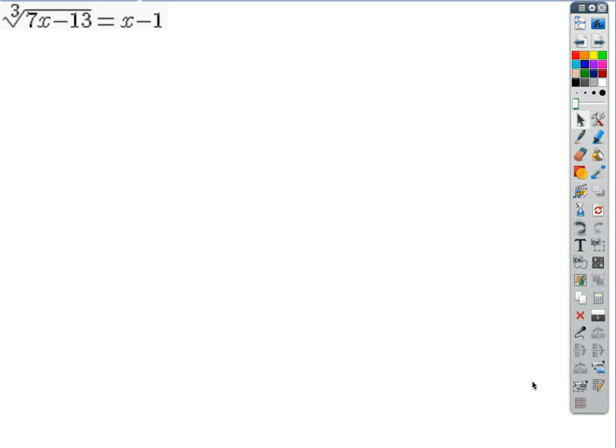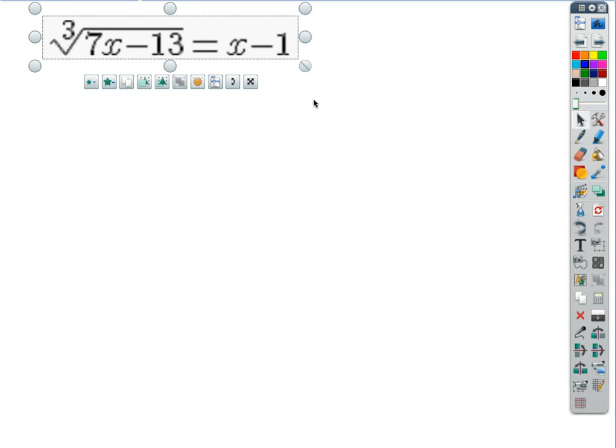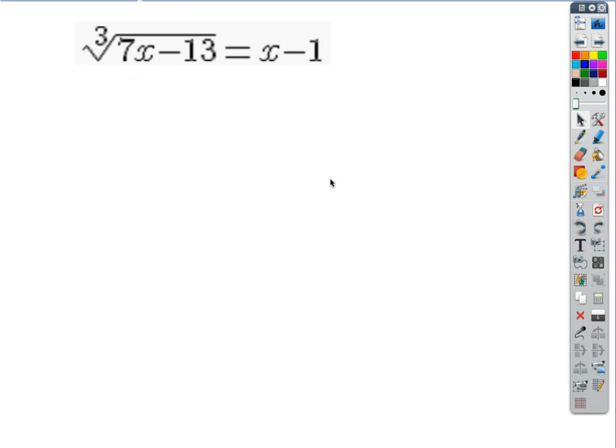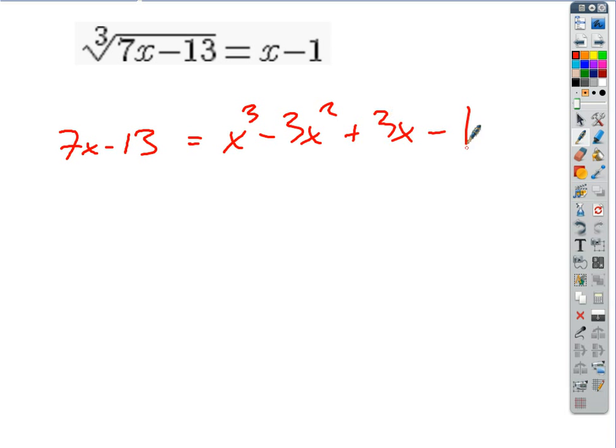So if I cube both sides, I'm going to get just 7x minus 13 on this side. Agreed? It undoes the radical. On the other side, I'm going to cube that out. That's just going to give me x cubed minus 3x squared plus 3x minus 1, if you cube it all out. So then, what do I do with that?